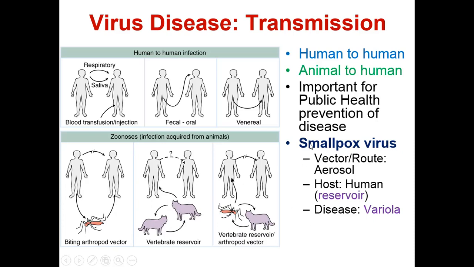An example of this transmission is smallpox virus, where the vector or route of transmission is through aerosols. The host is human, so humans can also serve as a reservoir for the disease and can easily, through human-to-human infection, pass it on to other individuals. The disease caused by smallpox is called variola.